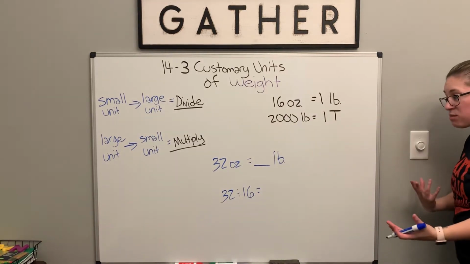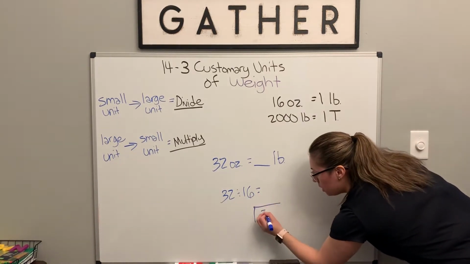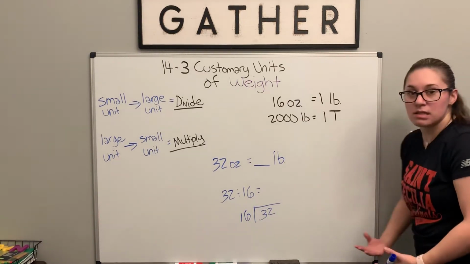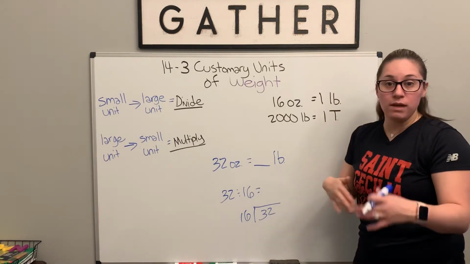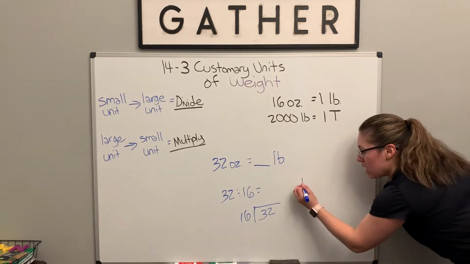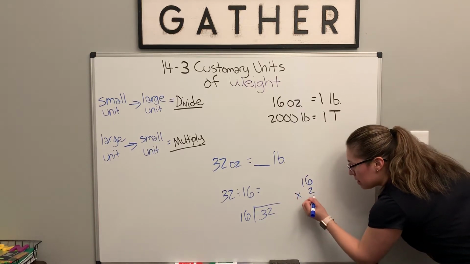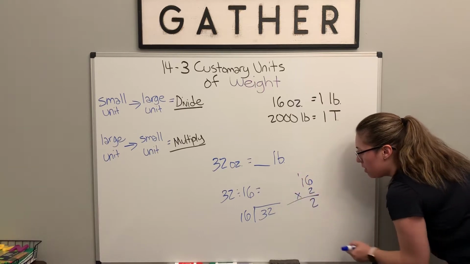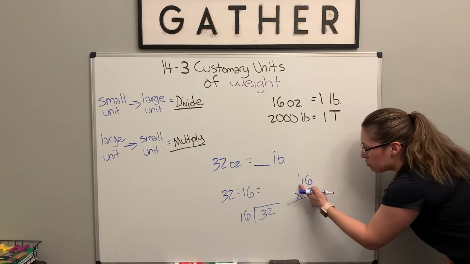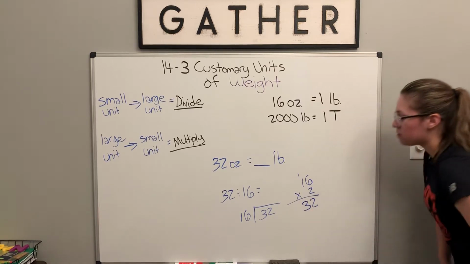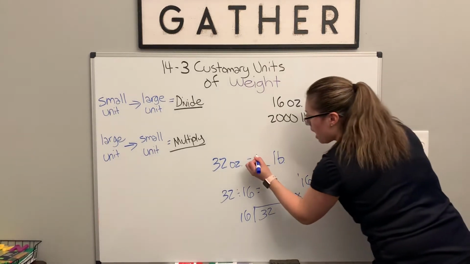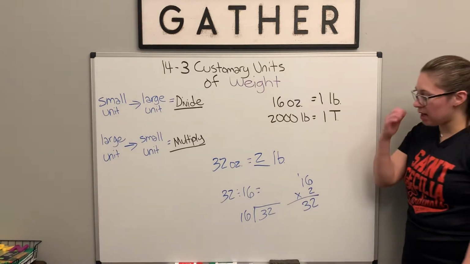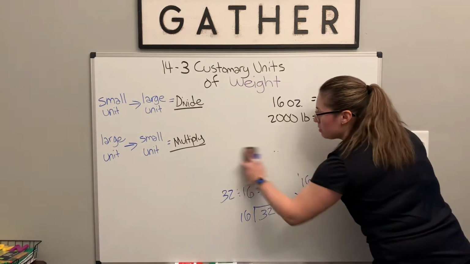Okay? Big numbers. That would be kind of hard to figure out. If you were to put it this way, you're going to look at it and think, oh my goodness, how many times can 16 go into 32? So this is where you would guess and check. And I'm going to start with times 2. So let's figure out what 16 times 2 is. So 6 times 2 is 12. Regroup to my 1. 2 times 1 is 2, plus 1 is 3. Oh, that's 32. So that means there are 2 pounds. It's the same thing as 32 ounces.